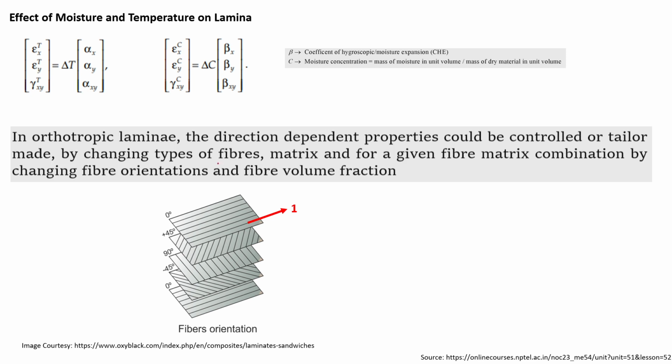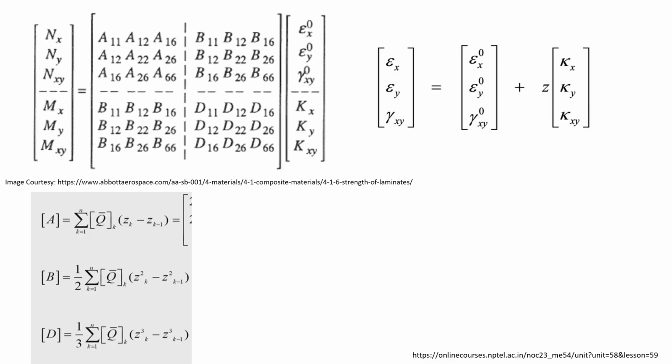Now, in orthotropic lamina, the direction dependent properties could be controlled or tailor made by changing types of fiber matrix, and for a given fiber matrix combination by changing fiber orientation and fiber volume fraction. So, in the assignments, there were questions directly to this statement. Still, people are having confusion. So, just remember the statement.